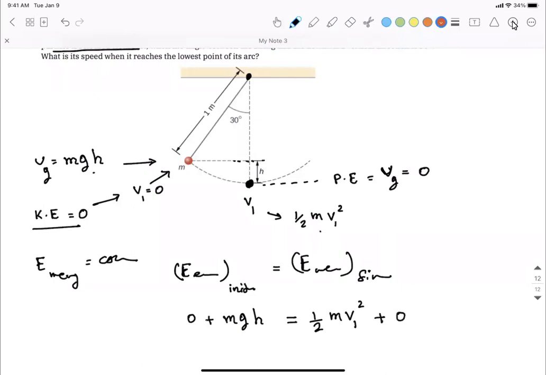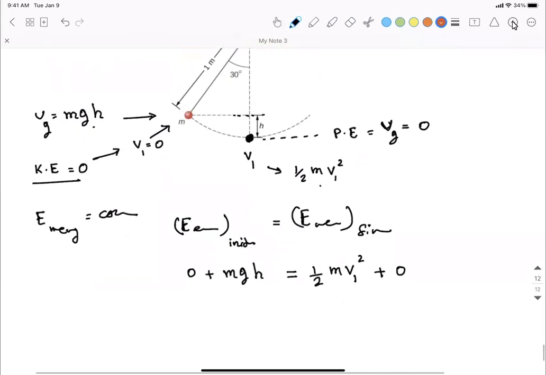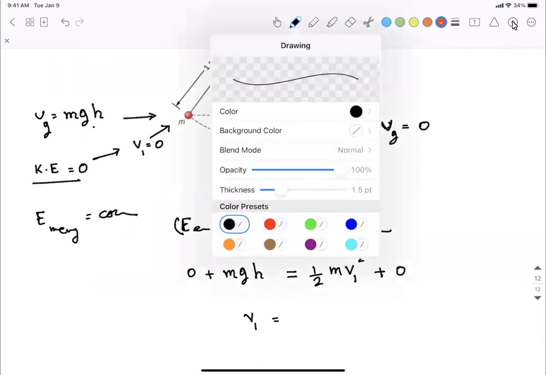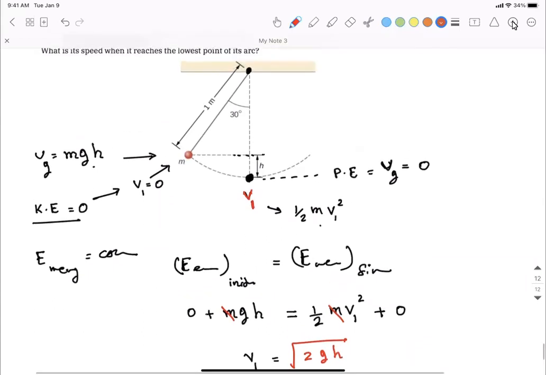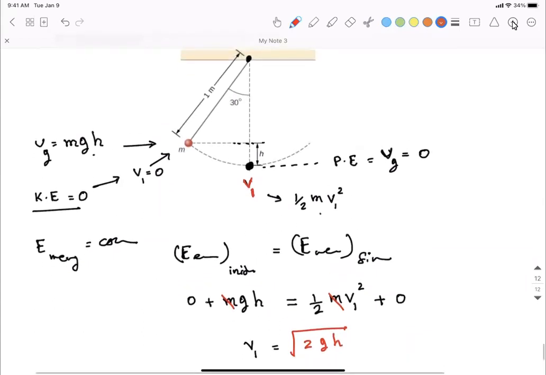Now we have this situation. We are trying to find v1 equals what? The mass numbers are going to cancel out, m and m cancel out. We are trying to find the square root of 2 times g times h. That will give you the speed of this object when it reaches the bottom of the hill right here. So, one simple scenario, one simple example of these applications.